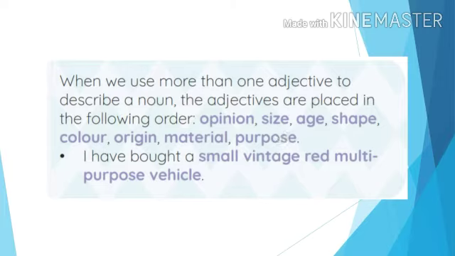This is the order in which adjectives are placed if there are multiple adjectives in a sentence. First opinion, size, age, shape, color, origin, material, and purpose. One example is given here.